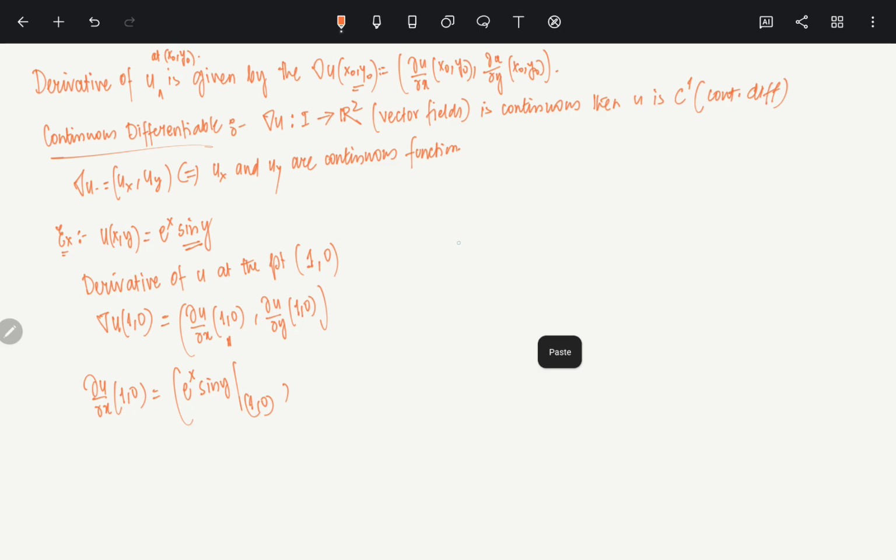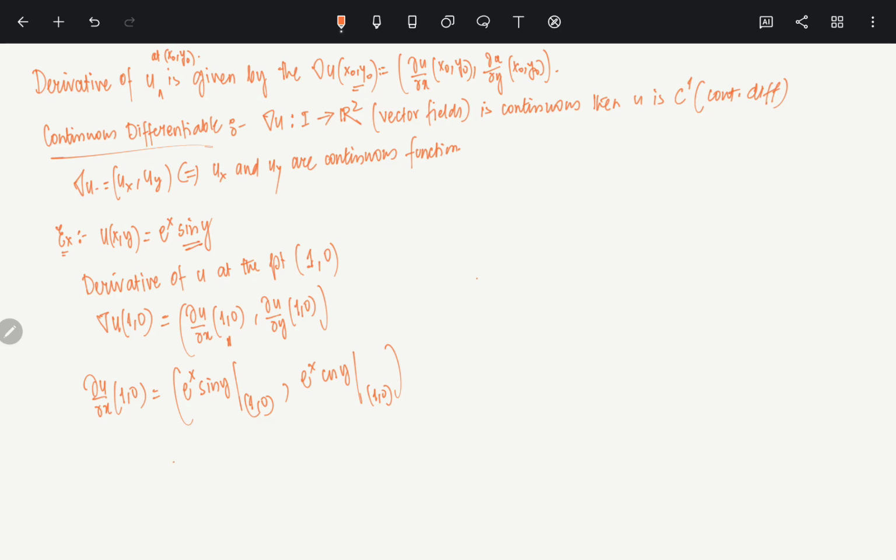And what is del u del y at the point (1, 0)? If u is e power x sine y, then del u del y is the variation of u with respect to y. So the term containing x is essentially a constant. It will remain e power x, and the derivative of sine y will be cosine y. So in this case it will be e power x cosine y at the point (1, 0).